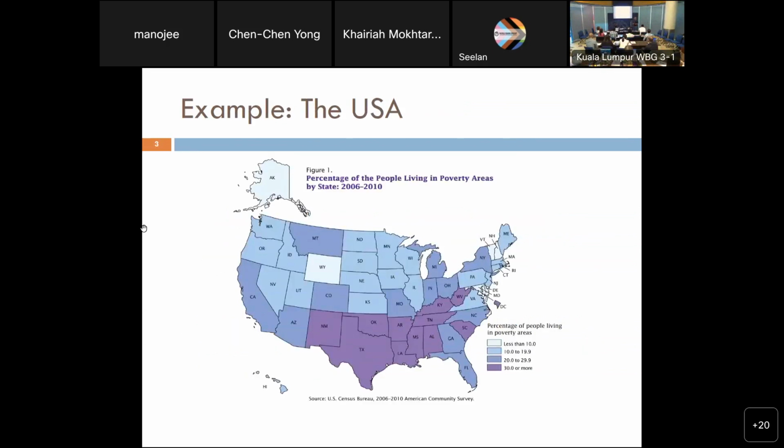So let me just start by giving you a few examples of what mapping poverty would look like. Here is a map of the United States where poverty for the period 2006-2010 is evaluated down at the state level. And you can see in the US that poverty tends to be concentrated in the southern part of the United States. And I think one of the primary motivations for producing poverty maps such as this, and I'll show you some more examples, is just to create awareness.